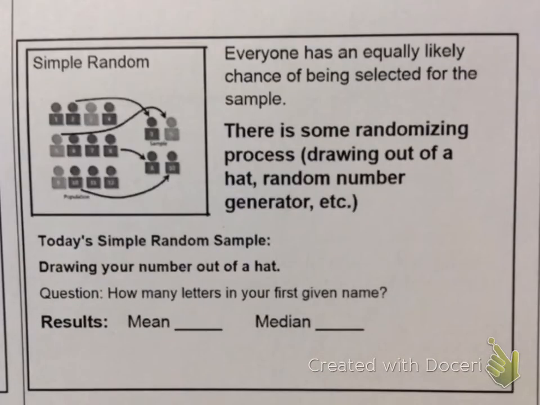The next one is called simple random. This is where everyone has an equally likely chance of being selected for the sample. There is some randomizing process, like drawing out of a hat or a random number generator, that kind of thing. So it says over here, simple random sample, drawing your number out of a hat: how many letters are in your first given name? If I put all of your names in a hat today, pulled you out of the hat and asked you that question, that would be a simple random sample.